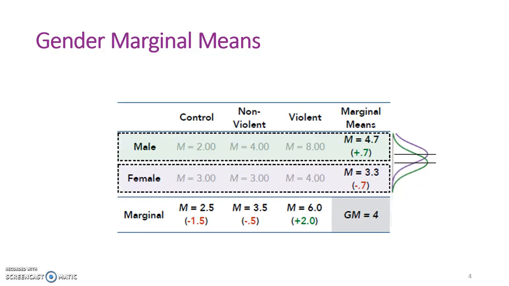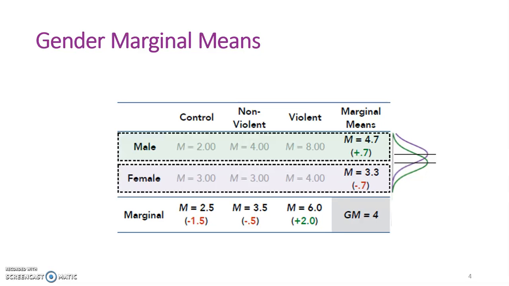Here are the gender marginal means. We can see that we've broken this table out into the means for each condition, so we have the cell means for each cell. That's the crossed conditions. We have the control, nonviolent, and violent means for males, and then the control, nonviolent, and violent means for females. The reason we call them marginal means is they're the means that we can see on the margins of these tables.